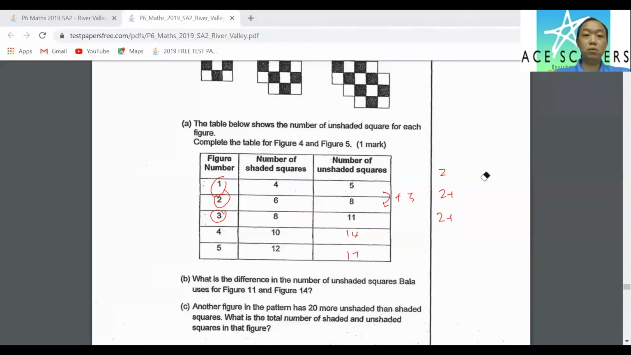So it always starts with 2 plus 1 time of 3, 2 plus 2 times of 3, 2 plus 3 times of 3, and so on and so forth. If we were to look at figure 11, 2 plus 11 times 3, that will give us 33 plus 2, that's 35. Figure 14, 2 plus 14 times 3, it's 42 plus 2 is 44. So if you take 44, take away 35, it's 9. Okay, so that's one way.